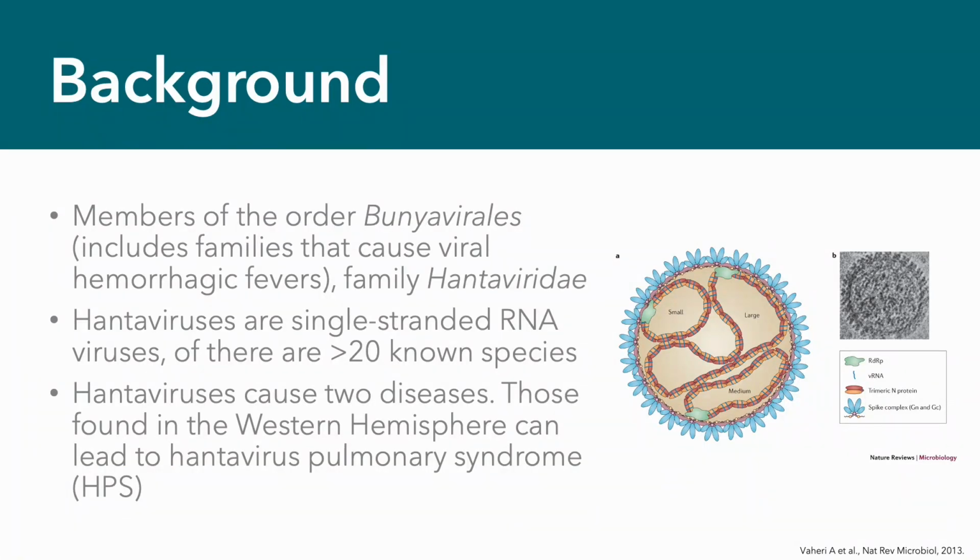So first, some background. Hantaviruses are members of the order Bunyaviridae, which includes families that cause viral hemorrhagic fevers. The family for hantaviruses is known as Hantaviridae. In the Americas, hantaviruses are known as New World hantaviruses and are the causative agents of hantavirus pulmonary syndrome, otherwise known as HPS. Hantaviruses found in Europe and Asia are known as Old World hantaviruses and can cause the syndrome hemorrhagic fever with renal syndrome, or HFRS. Hantaviruses are single-stranded RNA viruses, and there are over 20 known species in the world today.